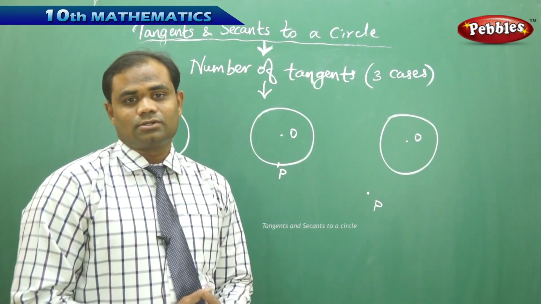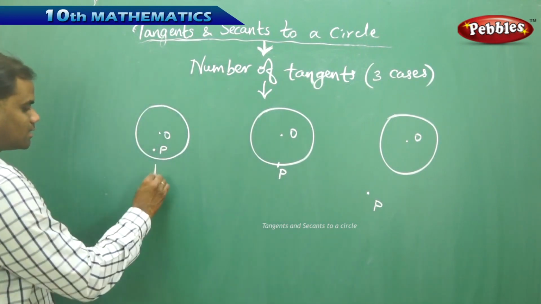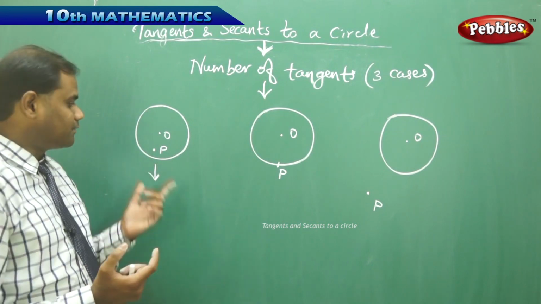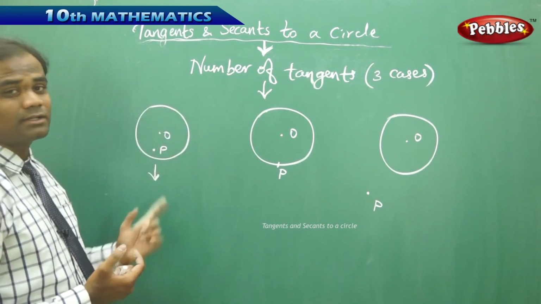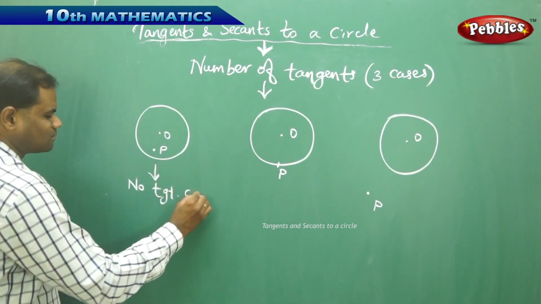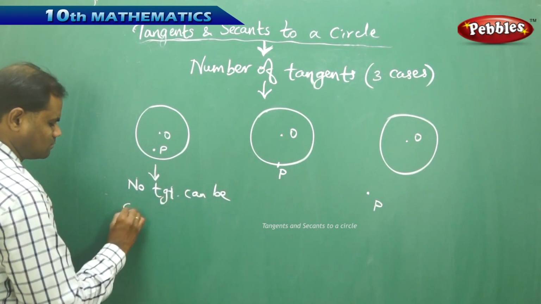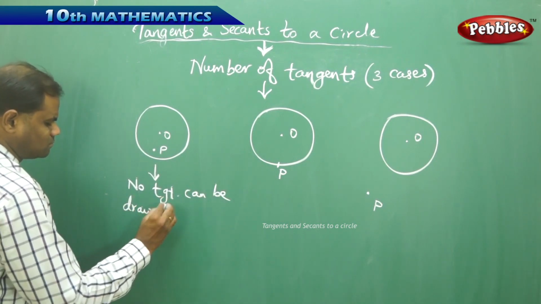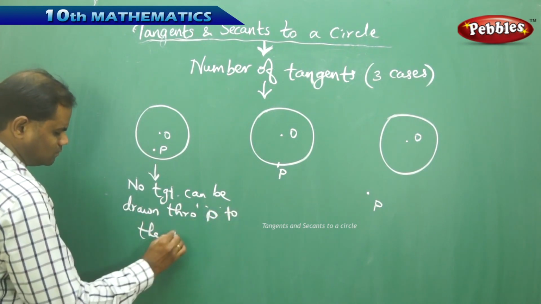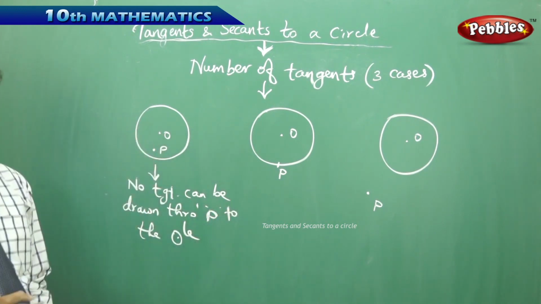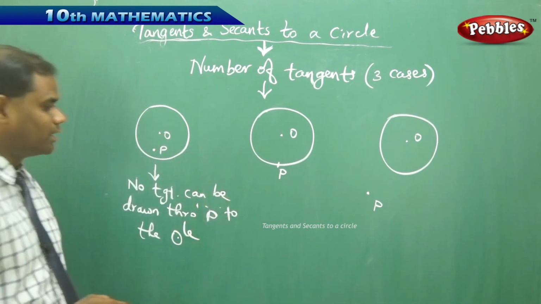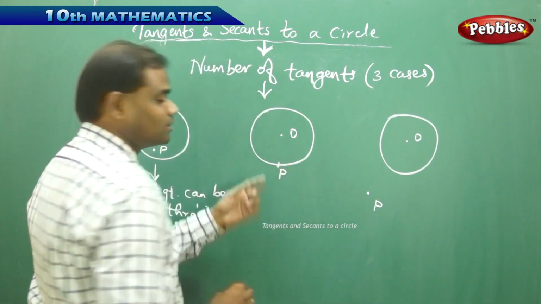So clearly I understand that in this case I cannot draw any tangent, because when P is inside the circle, you cannot have any tangent which can be drawn at any part of the circle. Therefore, no tangent can be drawn through P to the circle. This is how I understand the concept of a point lying inside the circle. Let's shift to the next case where the point P is on the circle.